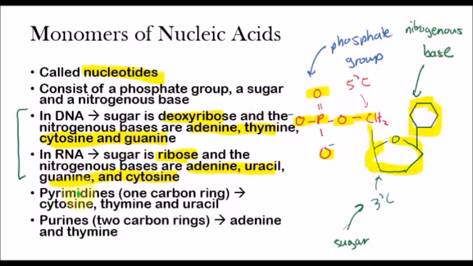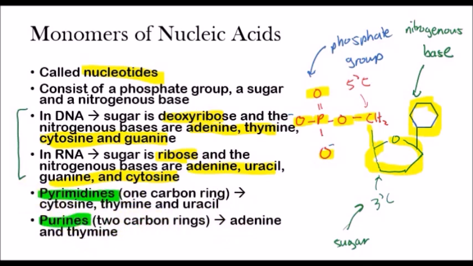Based on the nitrogenous bases, they're classified into two different groups, the pyrimidines and the purines. In pyrimidines you have a one carbon ring. These are cytosine, thymine, and uracil. Kind of like you have just one carbon ring right here. In purines you have adenine and thymine, and there's two. Adenine and thymine are purines, and those are two carbon rings.